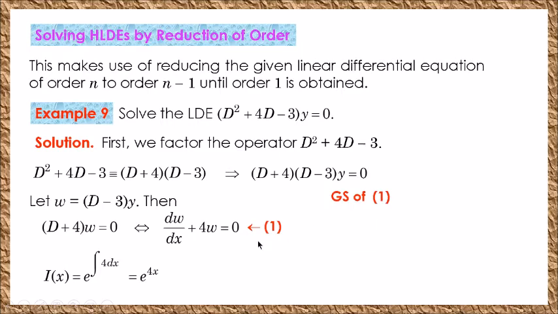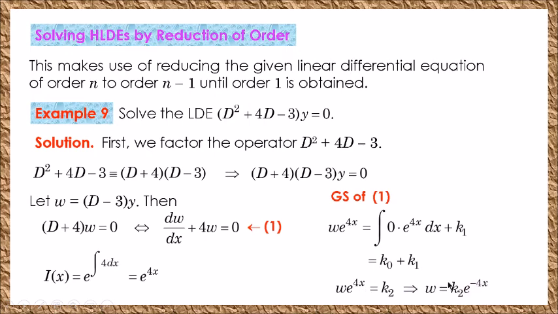The general solution of 1 is given by w e to the 4x equals the integral of 0, that is the right hand side in 1, times e to the 4x, the integrating factor, dx plus k sub 1. Since this is 0, the integral is simply a constant, k sub 0, plus k sub 1. So let k sub 0 plus k sub 1 be simply k sub 2. So that is equal to w e to the 4x. Isolating w, we multiply by e to the negative 4x. So we have on the right side k sub 2 e to the negative 4x, and on the left, w.